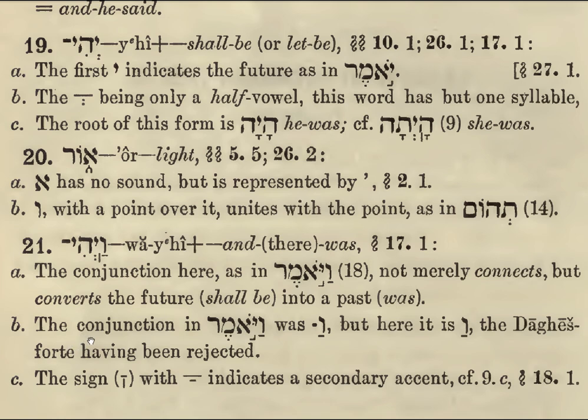The conjunction in vayomer was va. And here it is va as well.